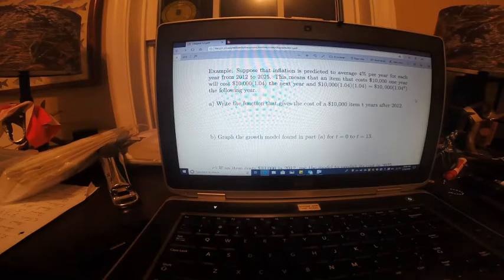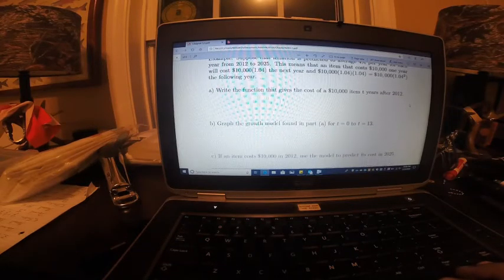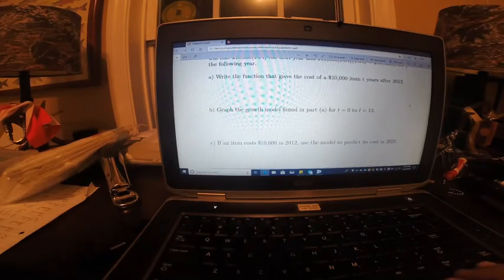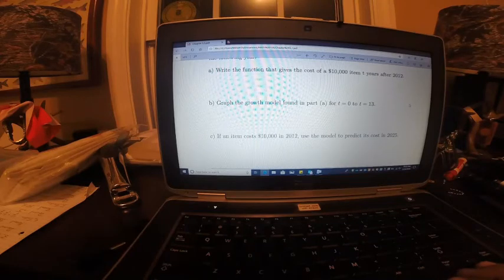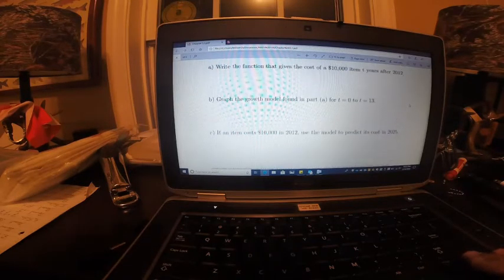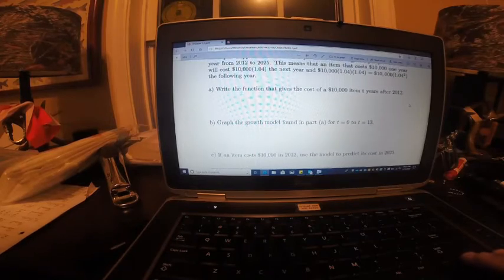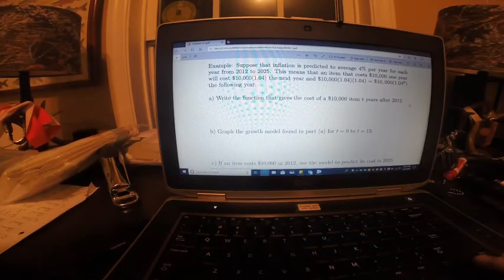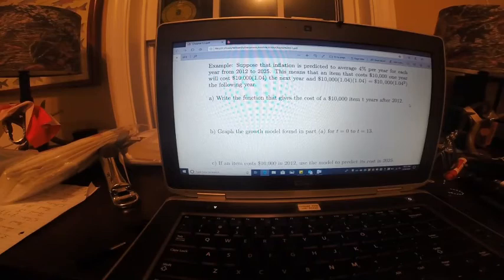Alright, so if I read B, it says graph the growth model found in part A for t equals 0 to t equals 13. C says if an item costs $10,000 in 2012, use the model to predict its cost in 2025. We will do all of these and then get on to the next example. But let's go to the board first and figure out this function that gives the cost of a $10,000 item t years after 2012.